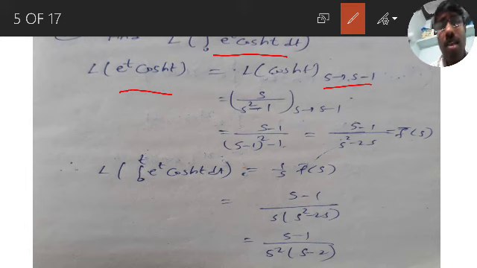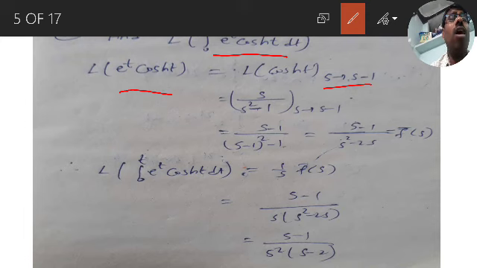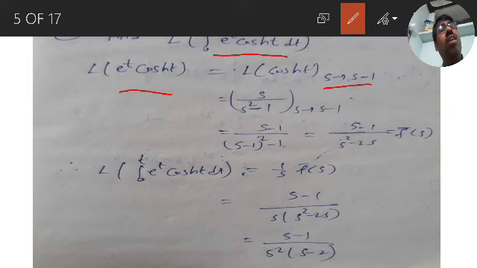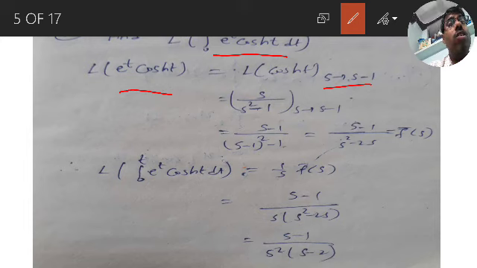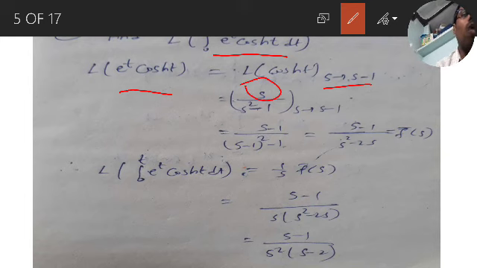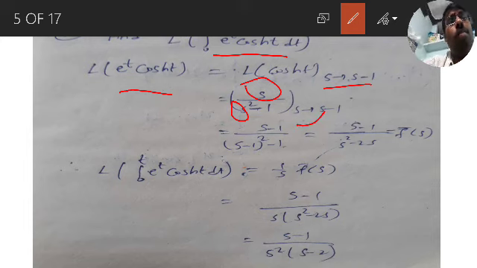Whereas L of cos at is s by s square plus a square. But cos h is hyperbolic. L of cos h at is s by s square minus a square. Here, what is L of cos h t? L of cos h t is s by s square minus 1, where s is replaced by s minus 1. So in place of s, you have to write s minus 1. So you get s minus 1 by s minus 1 whole square minus 1.